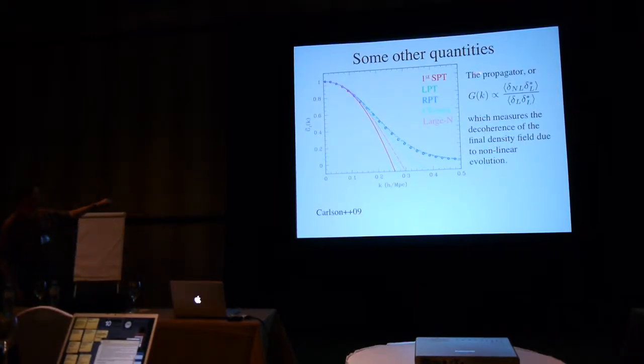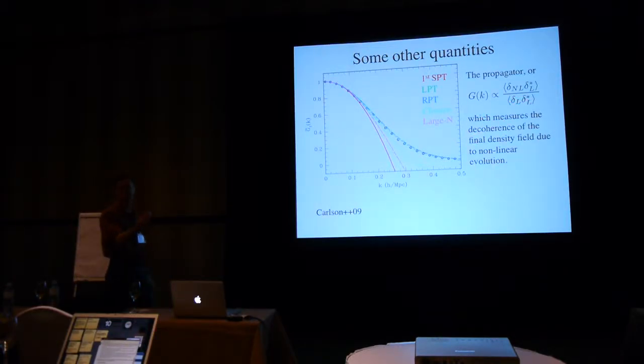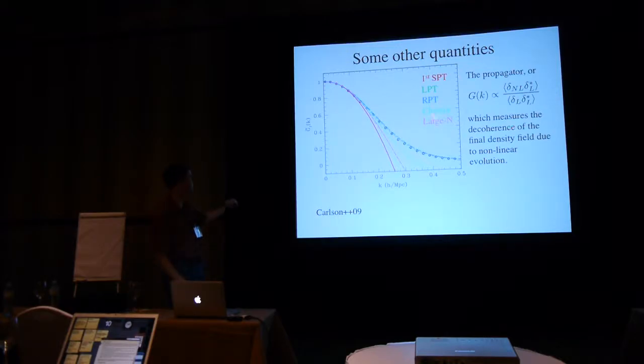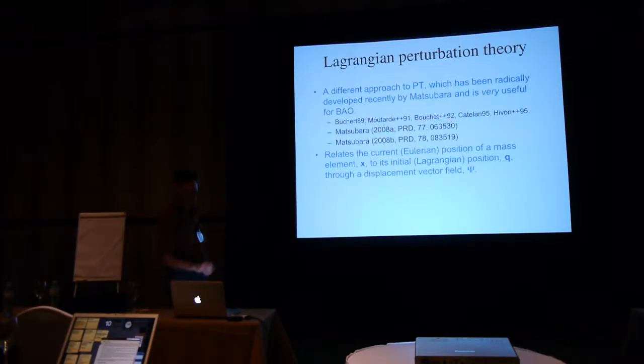There's another quantity. This thing is known as the propagator, which is the cross-correlation between the nonlinear field and its initial field normalized by the linear theory result. And so this basically tells you how much you can predict the value of the final field knowing its value in the initial conditions, how much nonlinearity decoheres those fields. And here again, you can see a bunch of these different things and the N-body simulations. And you can see, for example, RPT and LPT both do a pretty good job of describing that fall-off. And this is actually quite important.